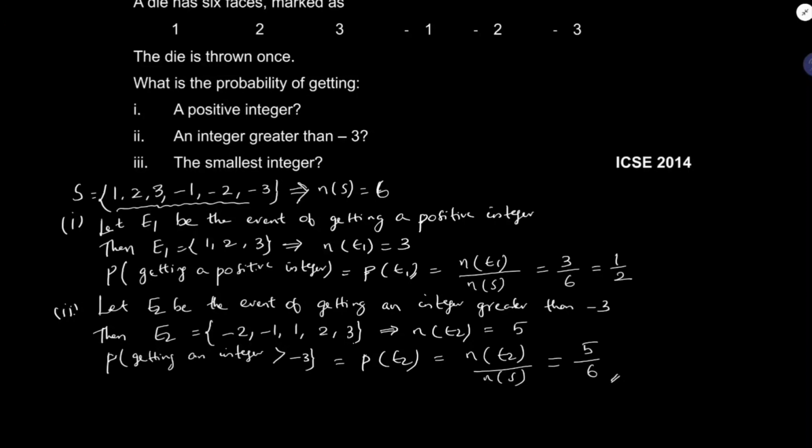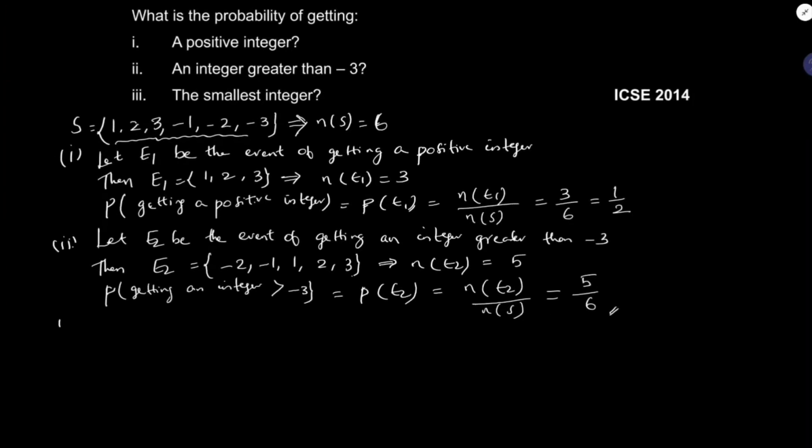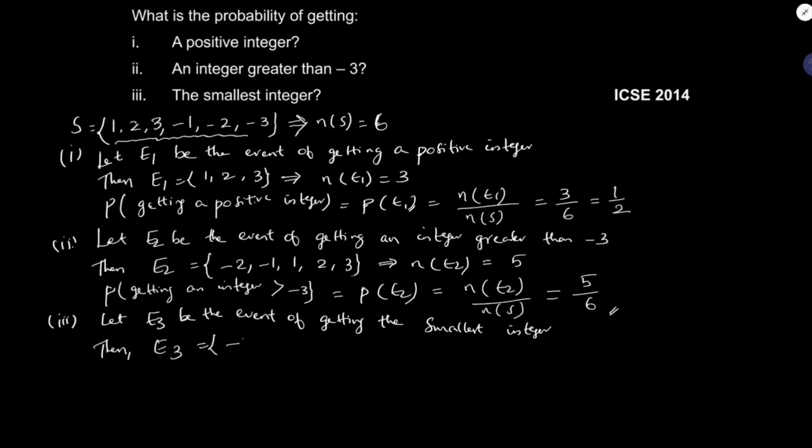The last question, the probability of getting a smallest integer. So here, I'll consider the event E3. Let E3 be the event of getting the smallest integer. Smallest integer means out of the given integers. So then E3 will be, smallest integer is -3. So the number of elements in E3 is 1.